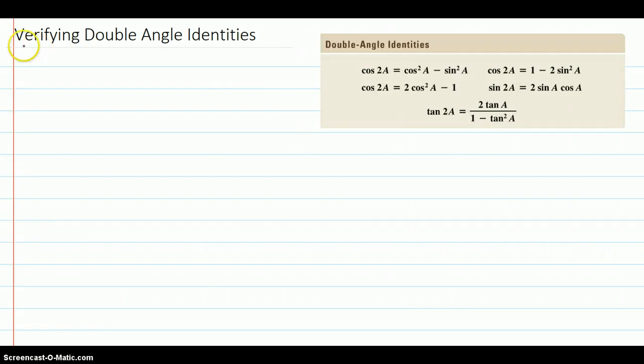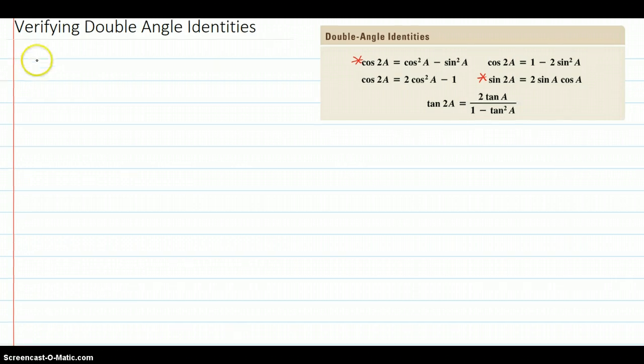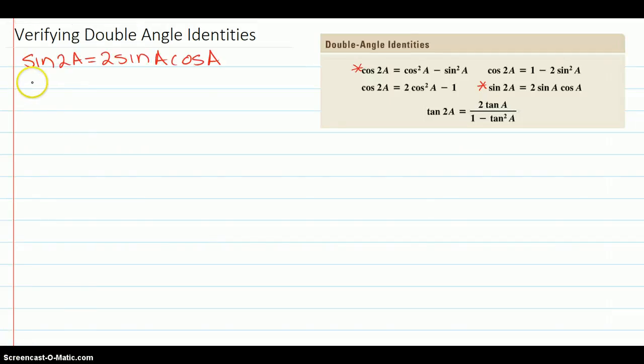Hello, in this video we're going to verify double angle identities. The first two I'm going to work with are this one and this one. These are the most important two in the bunch. So I'm going to start with sine of 2a. Make sure you memorize this.